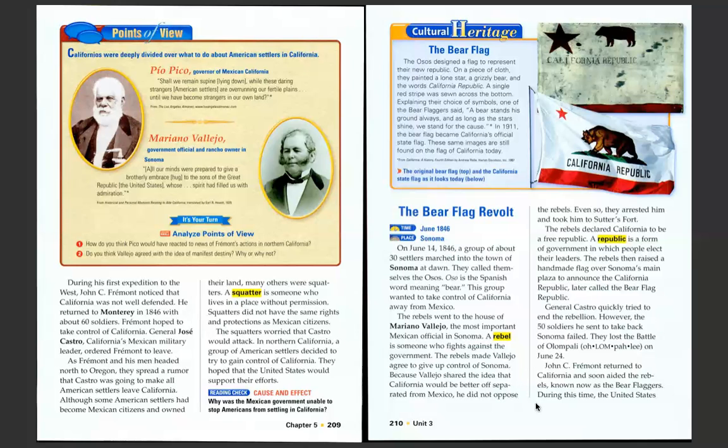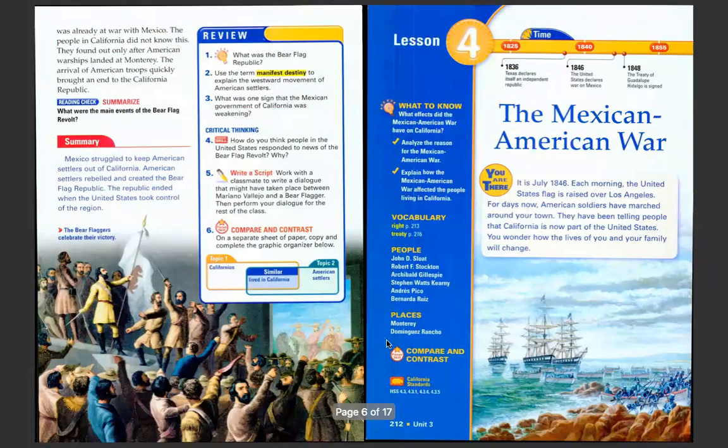All right, we're going to be turning in just a minute. I'm down at the bottom of 210. During this time, the United States was already at war with Mexico. The people in California did not know this. They found out only after American warships landed at Monterey. The arrival of American troops quickly brought an end to the California Republic.